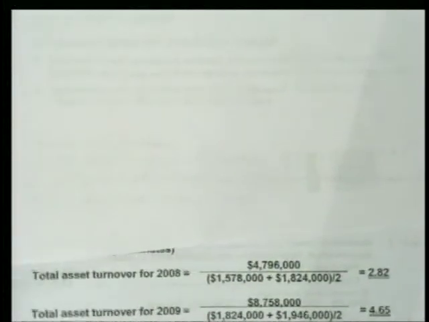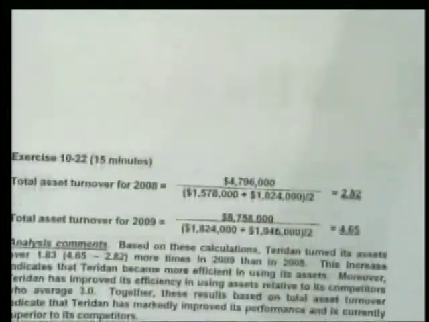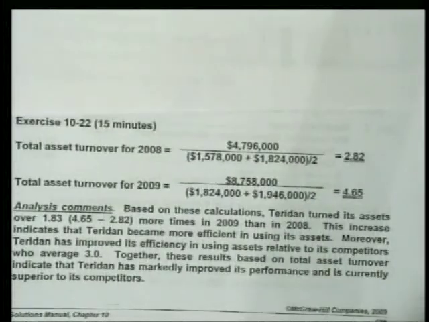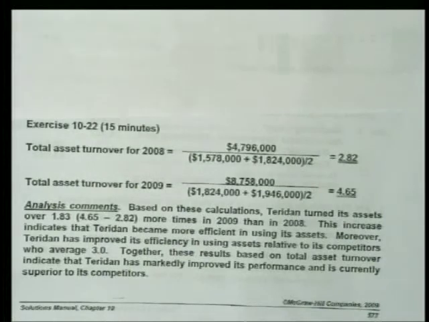Okay. Let me get that. Okay, there we are. Okay. Okay, check first of all your math. Now don't round that to 2.80 or 2.8 or don't round it to 3. I always like to take these ratios to 2 decimal places. Okay? So for '08 it's 2.82, for '09 it is 4.65.